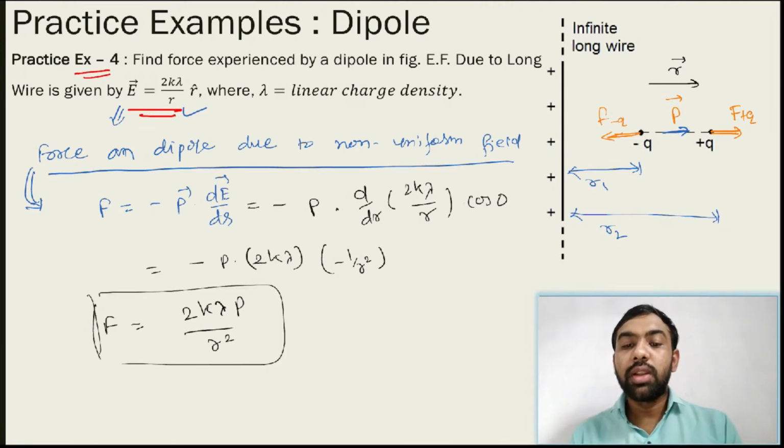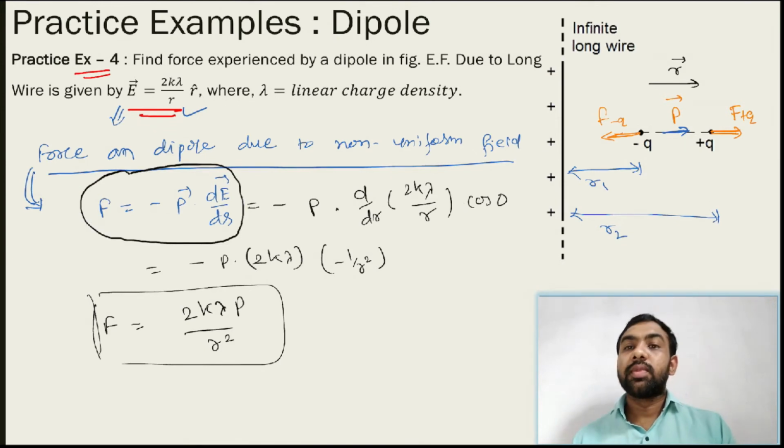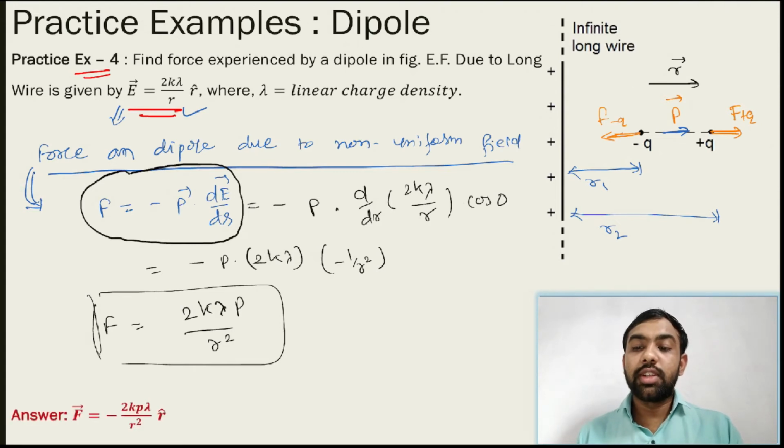Okay, very simple, but at that time you must remember this concept, otherwise it is quite difficult to solve this problem. But if you know this relation, force is equal to minus P dot dE by dr, meaning force on a dipole in a non-uniform electric field, then you get this answer. Okay, all of you note this, then after that we go to the next one. Note it, and your answer is also given here.